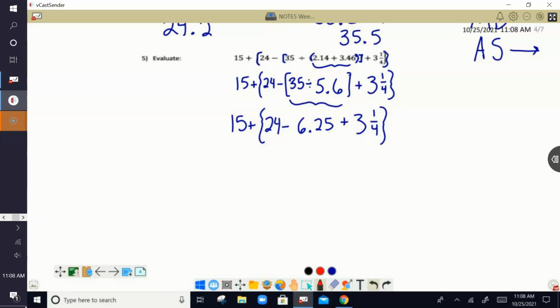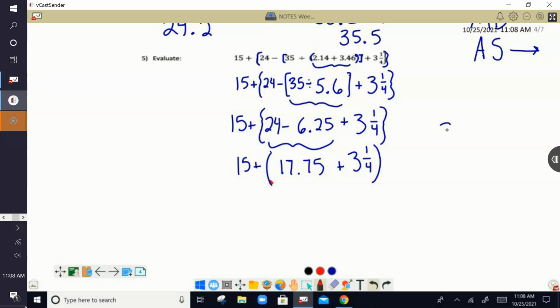So now I have my last grouping symbol, and I need to go from left to right, which means I'm first looking at 24 minus 6.25. And so that's going to be 17.75. Let's go ahead and copy everything down. 15 plus. Now we still have grouping symbols because we don't have one number yet in there. Plus sign here, 3 1/4. And I've just changed my grouping symbols into parentheses because there's only one group there. So there's one more step right here.